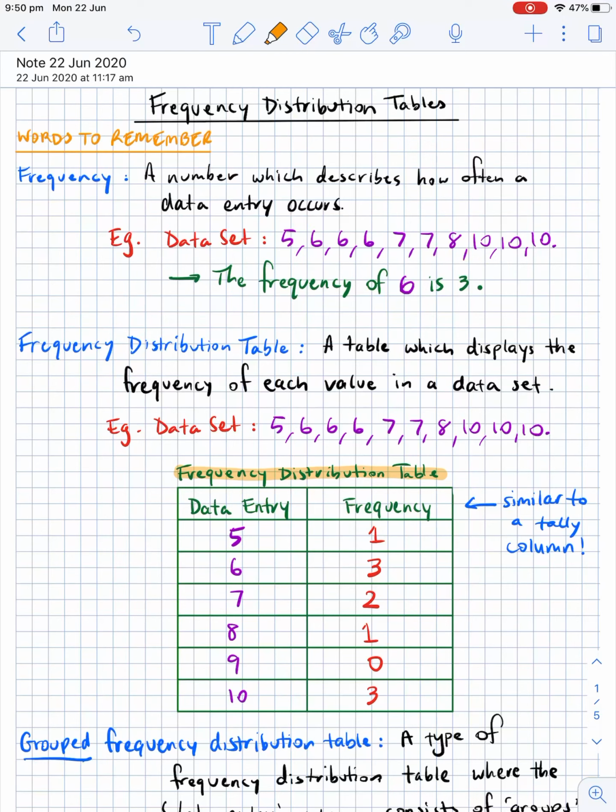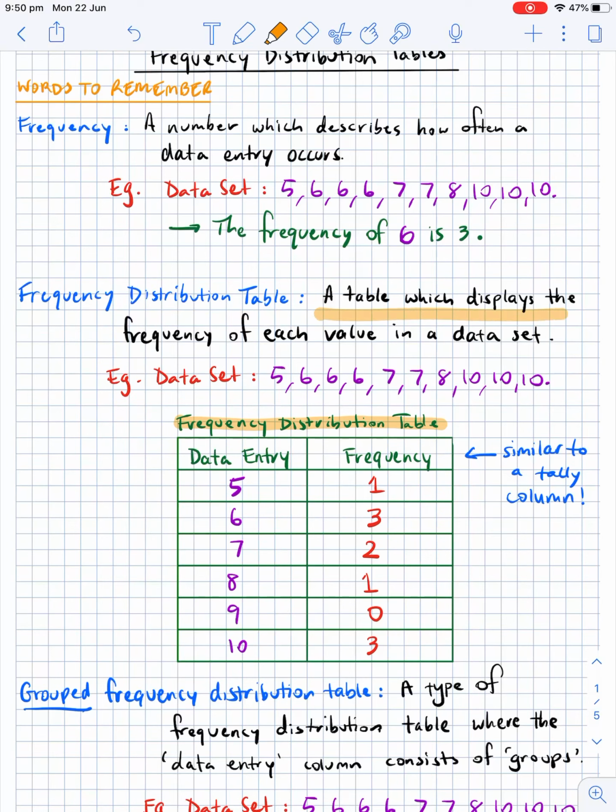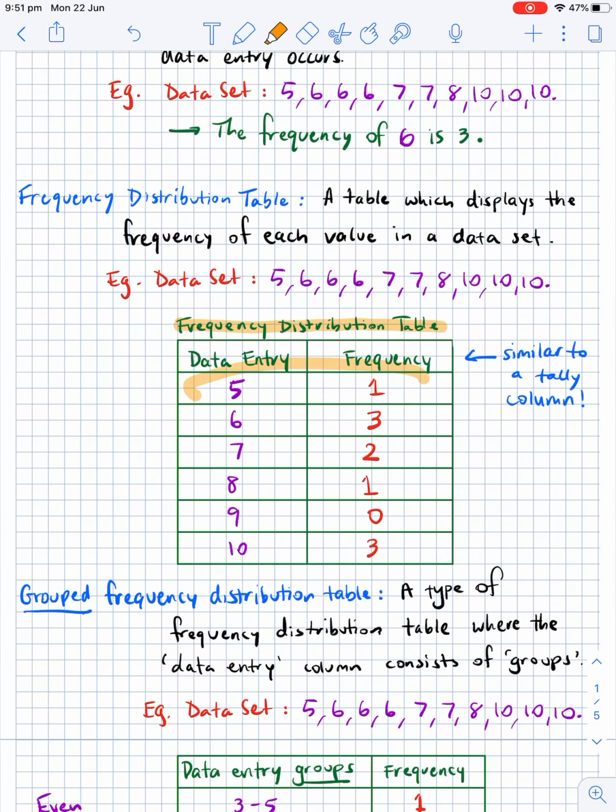Now, a frequency distribution table is a table which displays the frequency of each of these data entries. It's pretty much listing all the frequencies you can see here. So 5 had a frequency of 1, it only came up once. 6 had a frequency of 3, etc. It's very similar to a tally column. It's just pretty much tallying each of these numbers, but instead of actual tallies, you've got numbers for frequency.